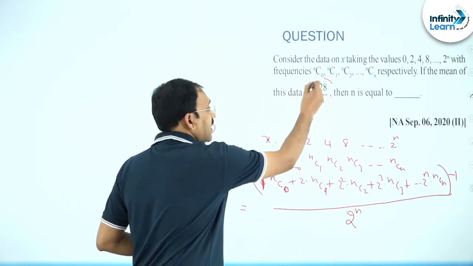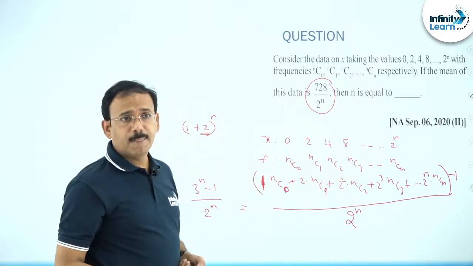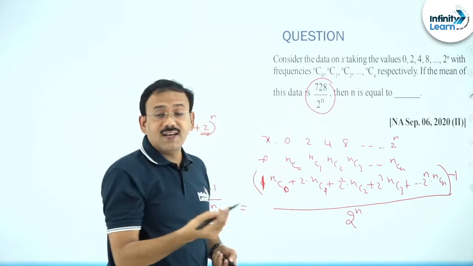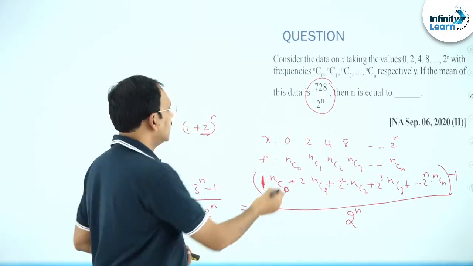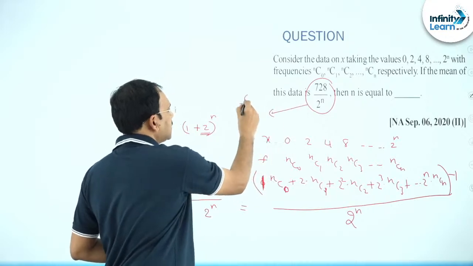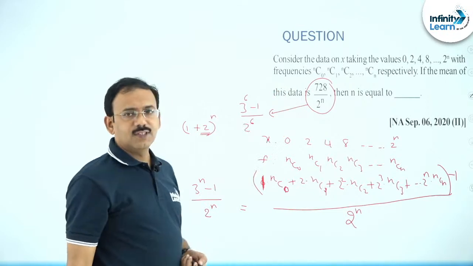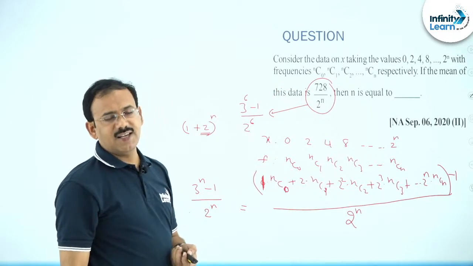But he has given us 728 by 2 power n. What about the answer? 729 is 3 power 6, friends. This is 3 power 6 minus 1 by 2 power 6. The n is the same, no? So n must be 6, dear friends.